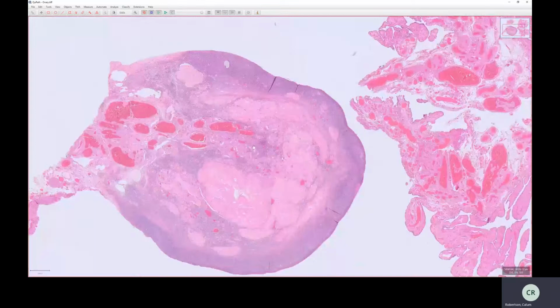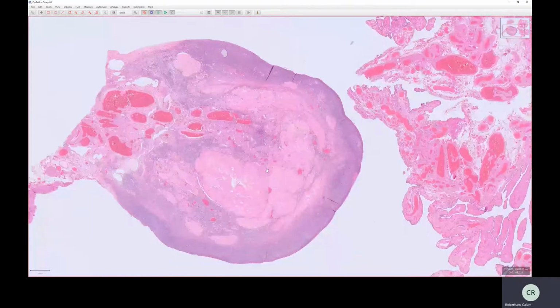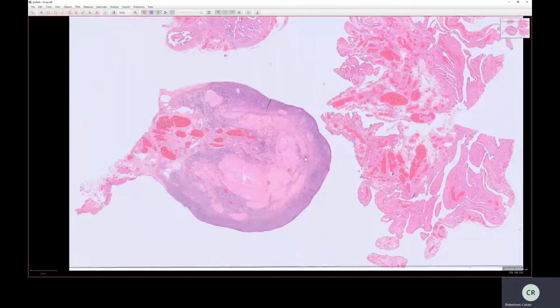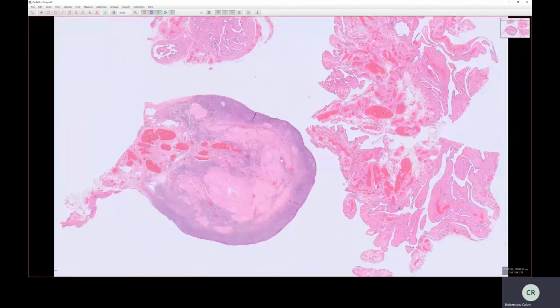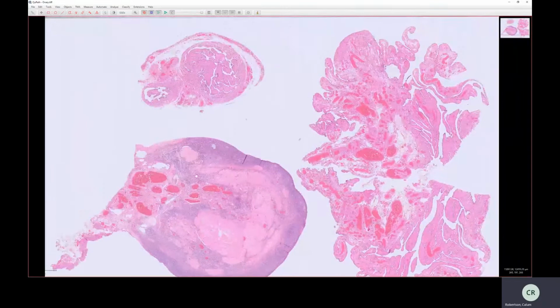So yeah, that's pretty much all there is to say about this ovary. This is the normal postmenopausal ovary. It's a common tissue type that you'll be examining. That's what it looks like.